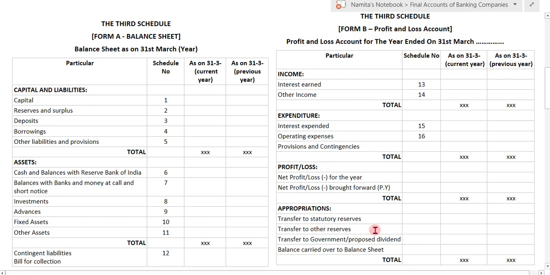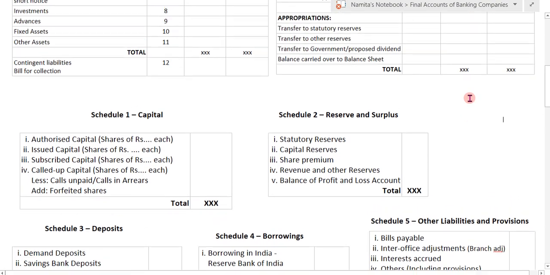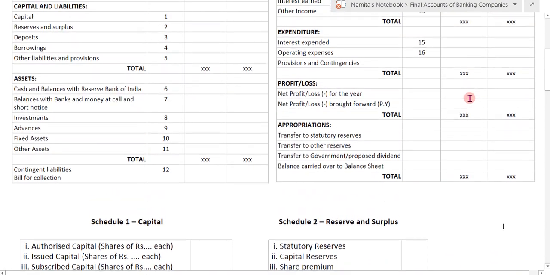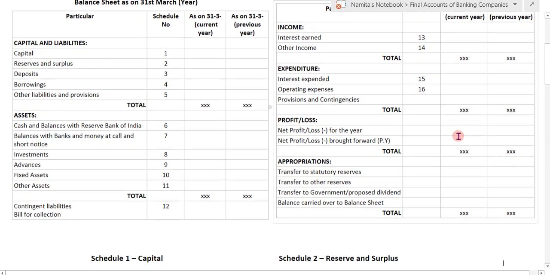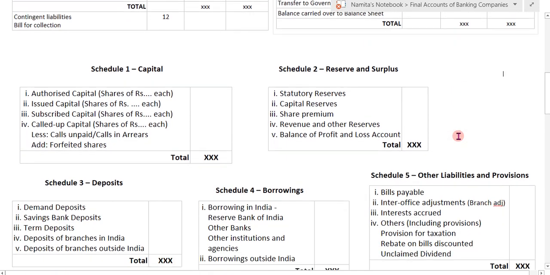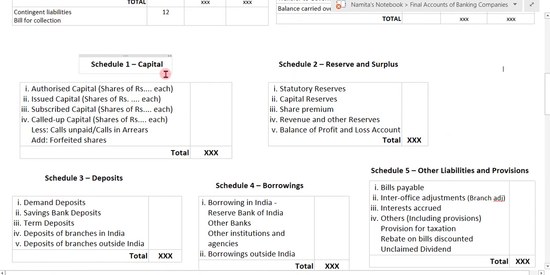Now after preparing the profit and loss account, they have to prepare the schedules. So separate schedules are to be prepared. So total 16 schedules the students have to prepare. So first schedule is schedule number 1, capital.